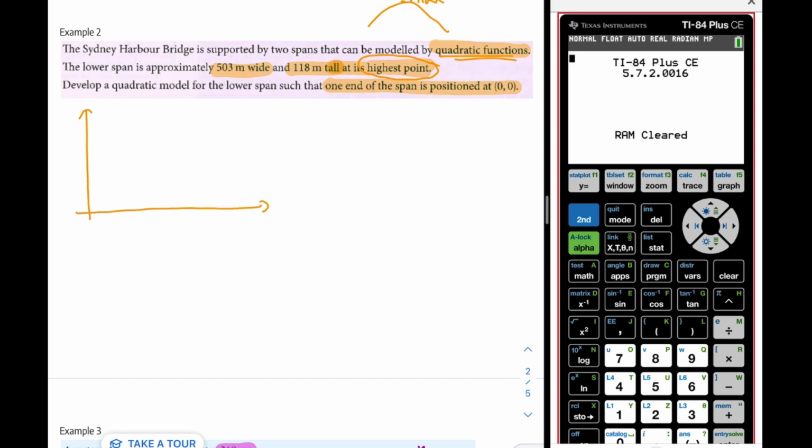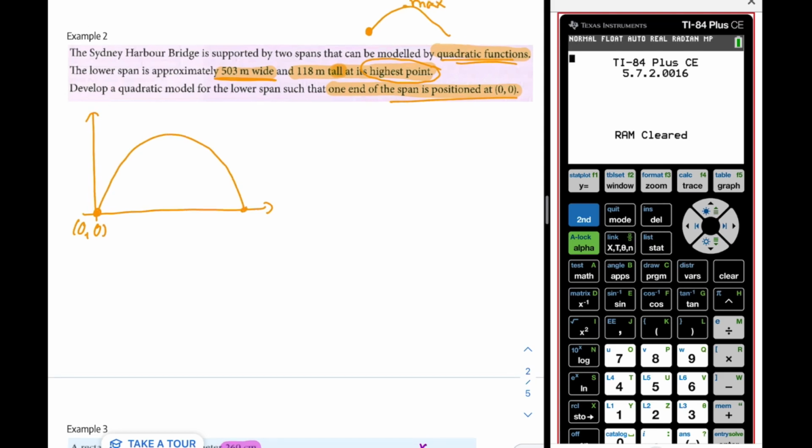We're told that one end of the span of my bridge is going to be at (0, 0). So if this point is (0, 0), it's this point right here. That means my bridge is going to go something like this, obviously not to scale. And now we're going to use the information we have in terms of the numbers. 503 meters wide. That means that if I start at (0, 0), I will end at 503, and this is another 0. And then I'm 118 meters tall at my highest point. So the highest point being my maximum point, this is going to happen at a height of 118.